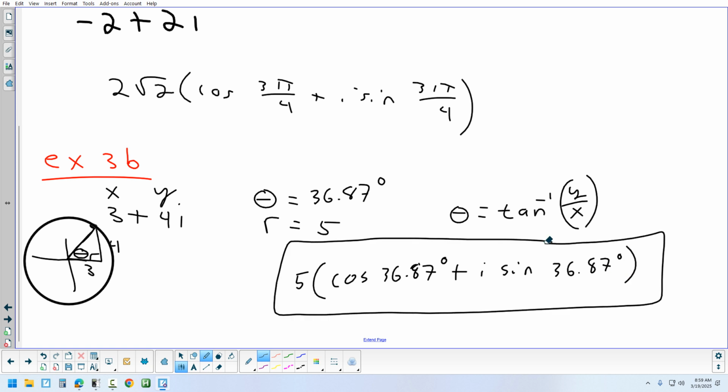If you do that out, if you take the cosine of 36.87, multiply it by 5, you will get 3. If you take the sine of 36.87 and distribute the 5 to it, you will get 4. That would be changing it back. We don't want to change it back. You could check it that way if you wanted, but that's your final answer. Any question on that?